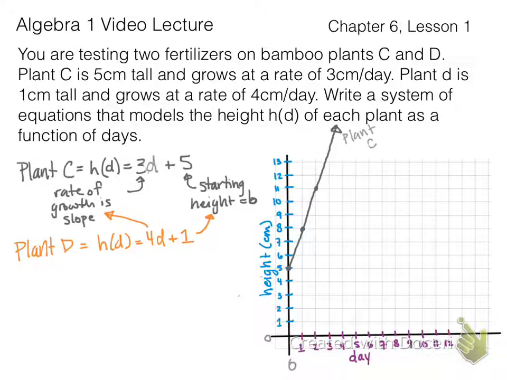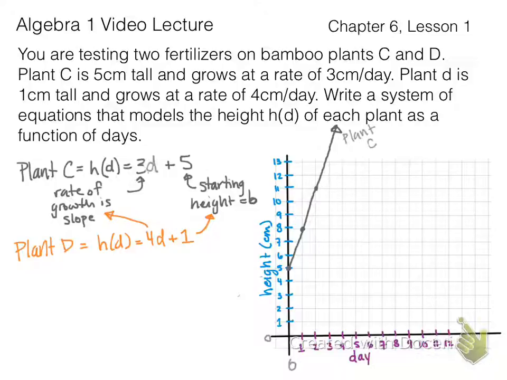Plant D started off at only 1 centimeter high, but every day it grows 4 more centimeters. So again, 1 centimeter is the starting height and the rate of growth is 4. The rate of growth is always your slope, because that's the speed at which things are happening. It also tells us the relationship between the number of days of growth and how high the plant would be for that specific plant.